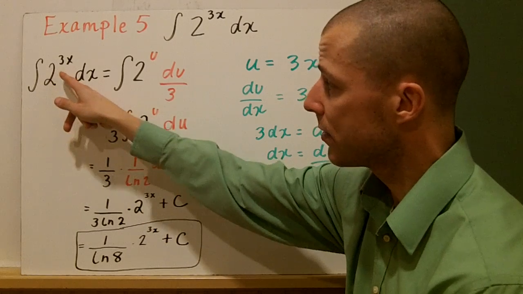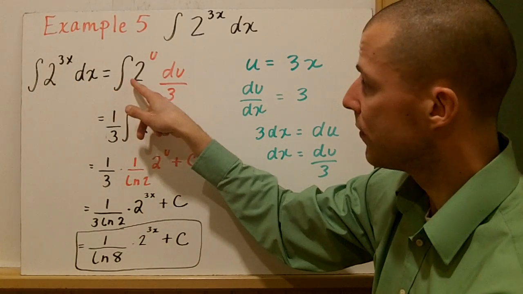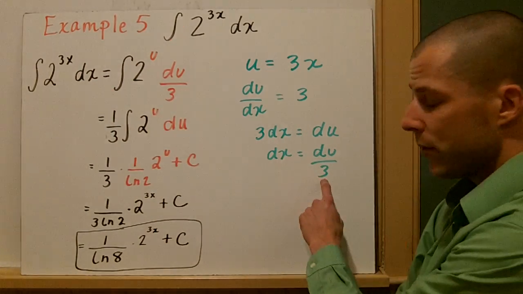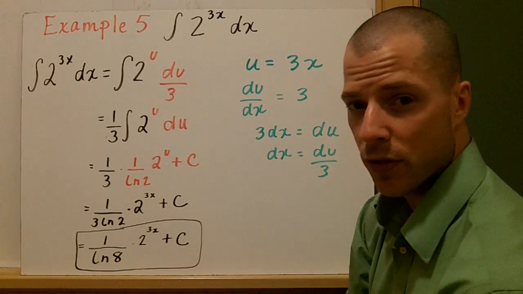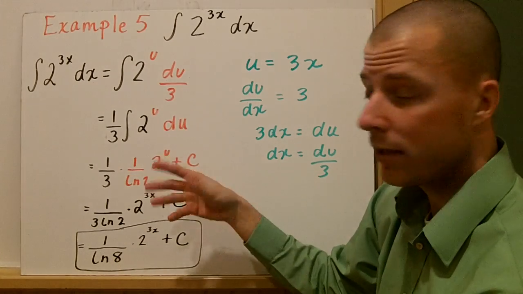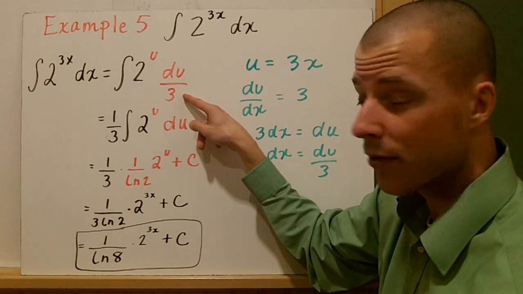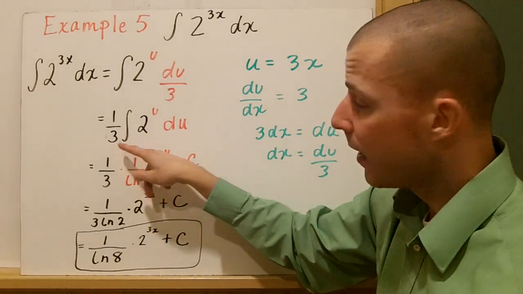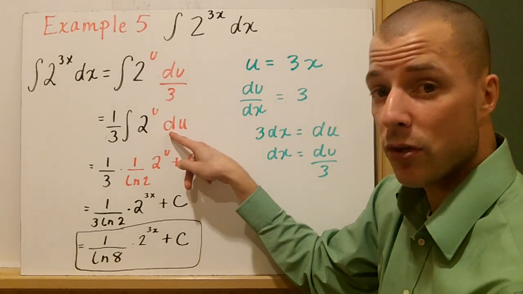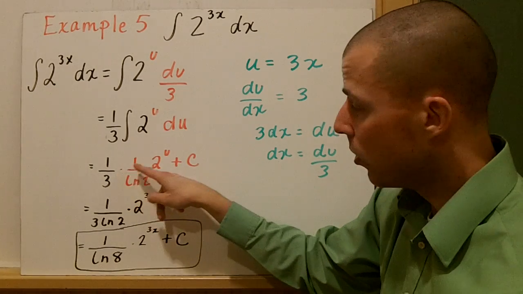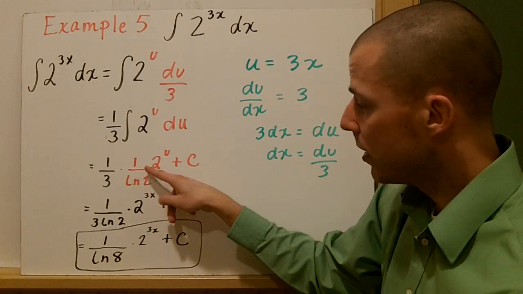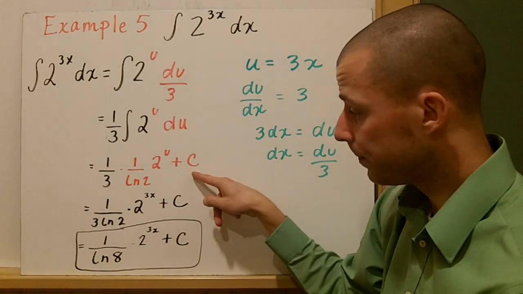The integration of 2 to the 3x dx equals the integral of 2, instead of writing 3x, I'm going to write u. Instead of dx, I know that dx equals du over 3. So there are my two substitution pieces, in for u and in for dx. Now that I have that, I'm going to bring the du over 3, well, that's just 1/3 du. I'll bring the 1/3 out front, and I'm integrating 2 to the u du, which now I have a definition for, using the natural log. So I have 1/3 times 1 over the natural log of a, which in this case is 2. 1 over the natural log of 2 times 2 to the u plus c.